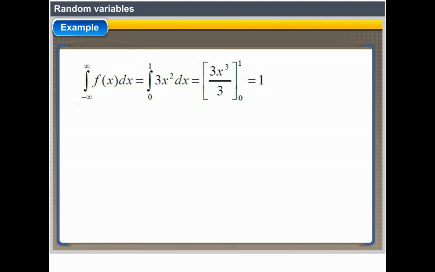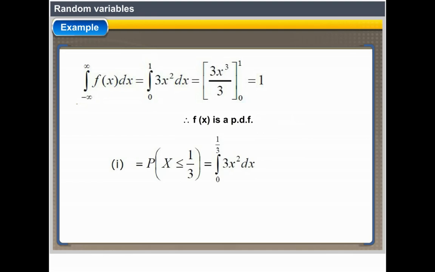Here, integral 0 to 1 of 3x square dx equal to. After integrating this, we will get 3x cube divided by 3, limit 0 to 1. After substituting the limit, we will get 1. Therefore, f of x is a PDF.